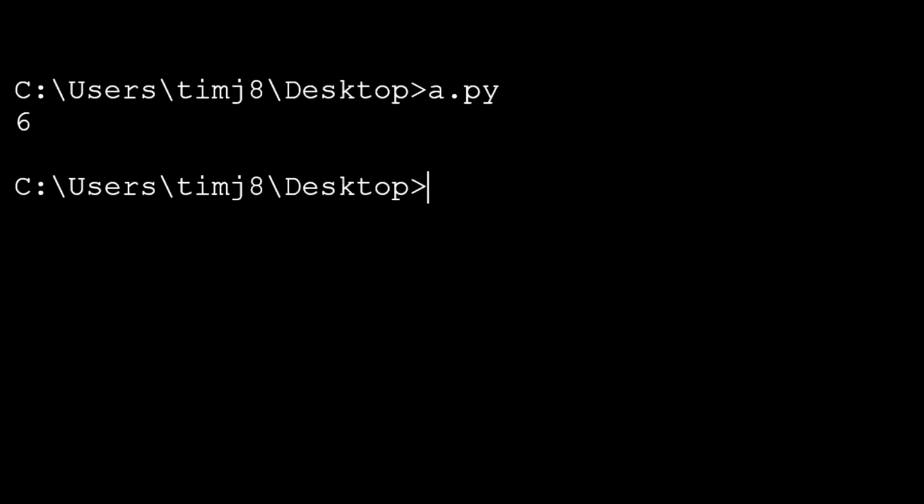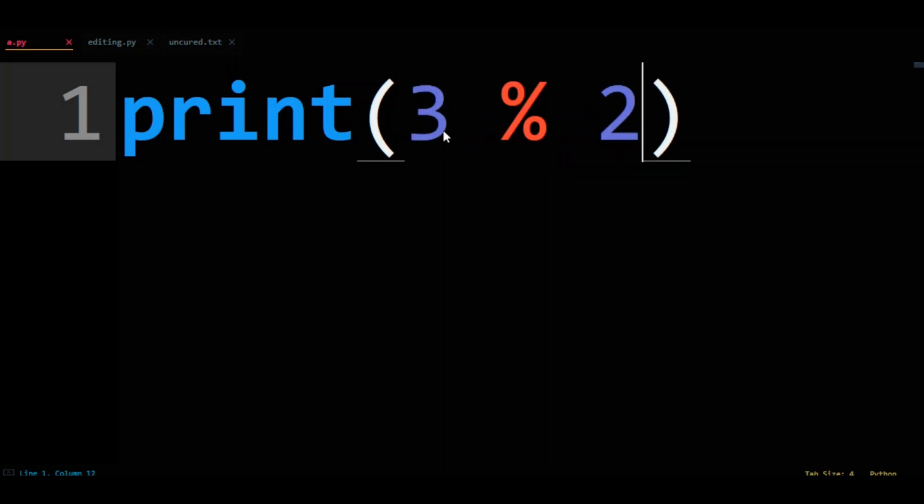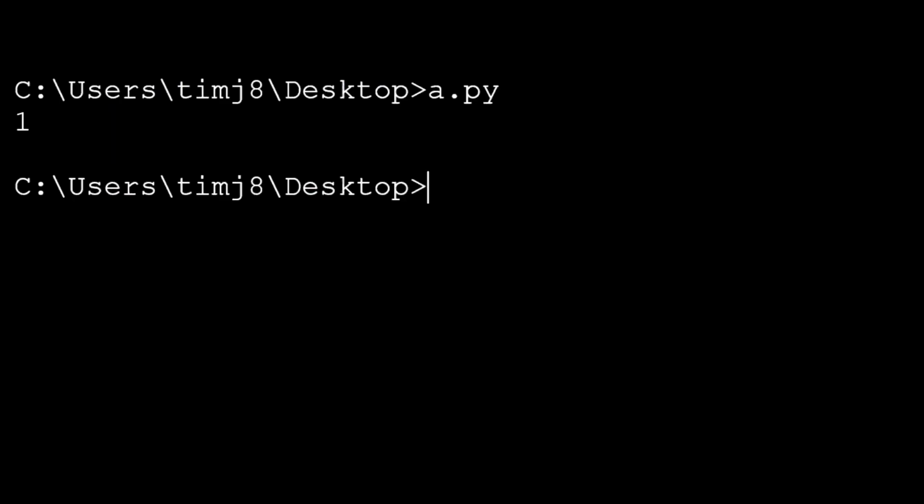Still nothing fancy. Now we'll get into the slightly fancy, the remainder or modulo operator represented by the percent sign. We can do print 3 modulo 2. Based on what you know about division, if you do 3 divided by 2, the remainder you get is 1. So we should expect the answer to be 1. If we run the code, you'll see our expectation is right.